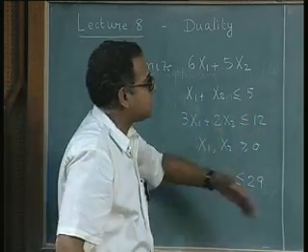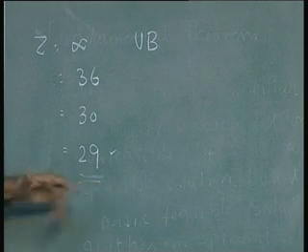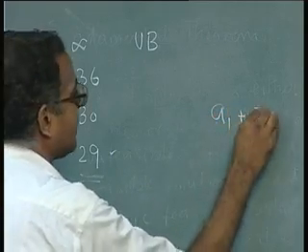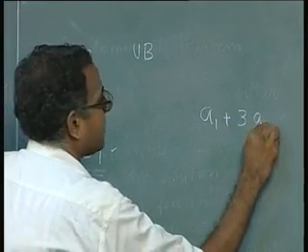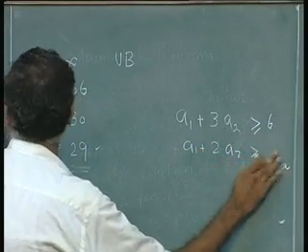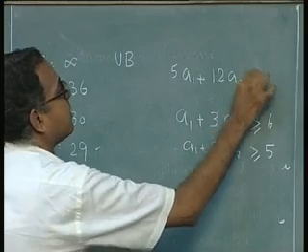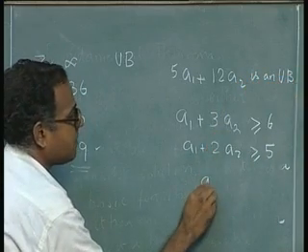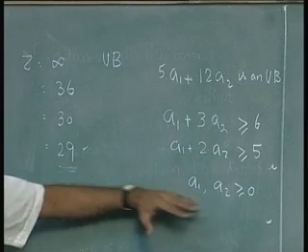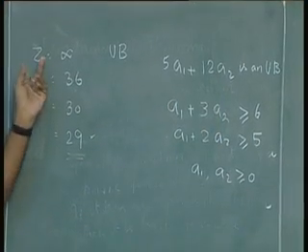Now why did we do all this? We want to find out what is the smallest value of the upper bound that we can get. To do that, what we need to do is to find a1 and a2 such that a1 plus 3a2 is greater than or equal to 6, a1 plus 2a2 is greater than or equal to 5, and a1, a2 greater than or equal to 0. Now if we are able to find any a1, a2 which satisfies this, then we know that 5a1 plus 12a2 is an upper bound to the value of the objective function at the optimum.